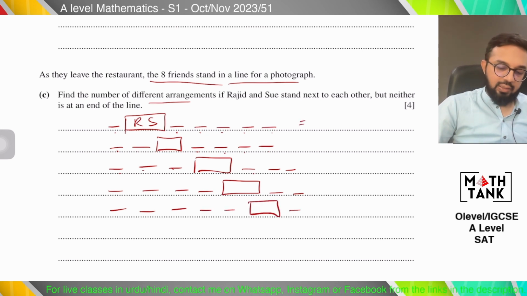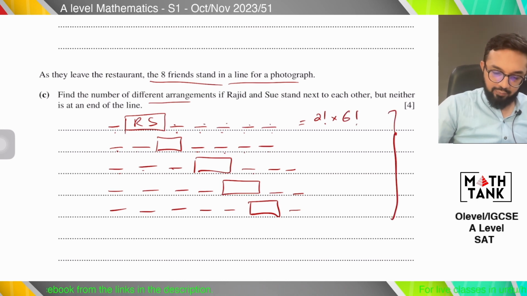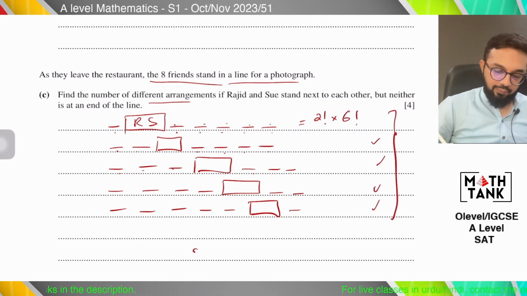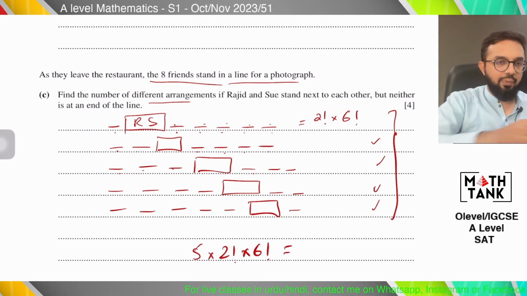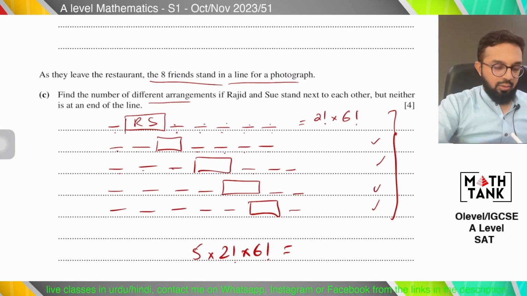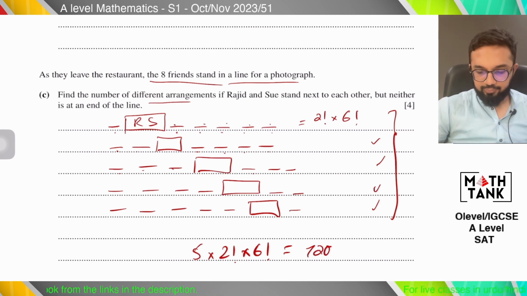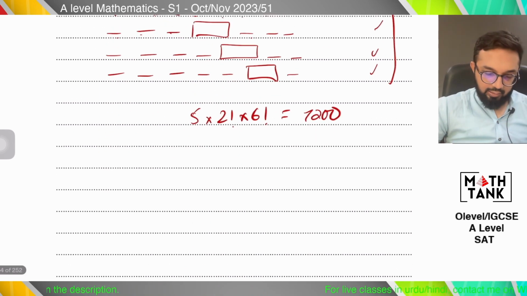For each of these cases, Rajan and Sue could shuffle between themselves, and the rest of the 6 people could arrange themselves. How many such cases are there? There are 5 such cases. So I'm going to say 5 times 2 factorial into 6 factorial. That's the easy way of thinking about this question. 7200. That is the correct answer.